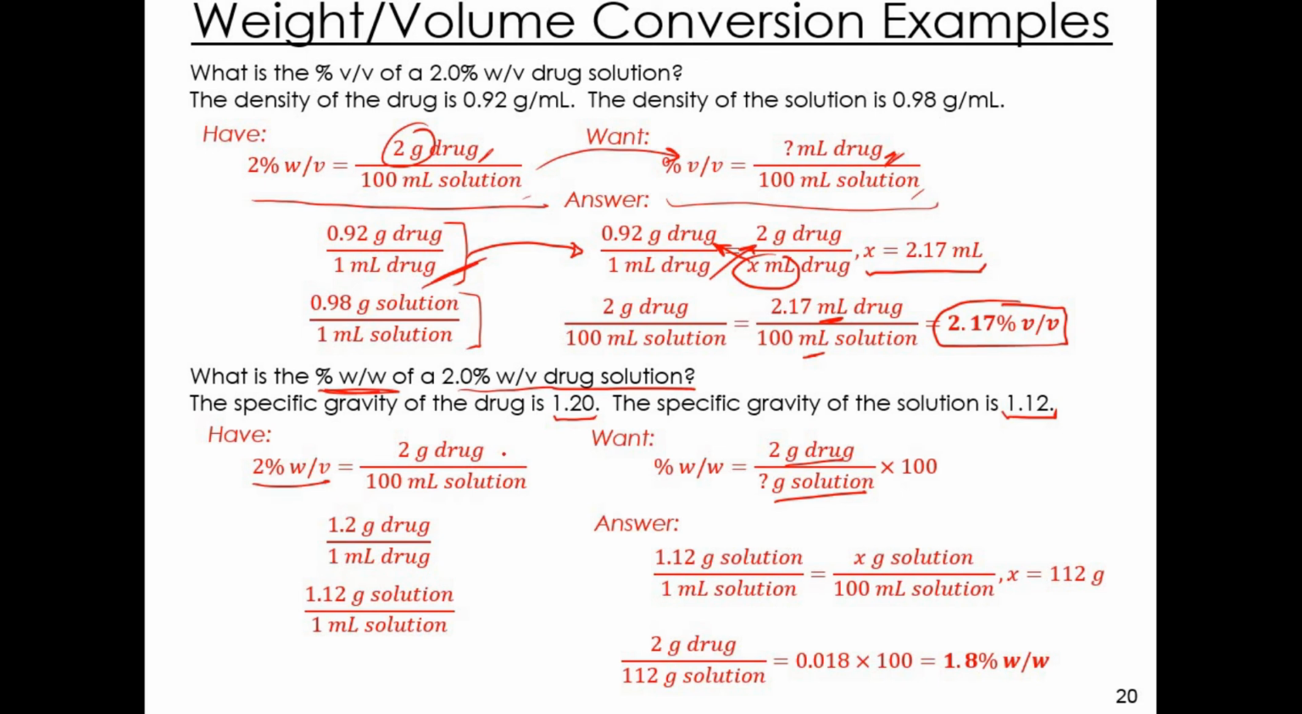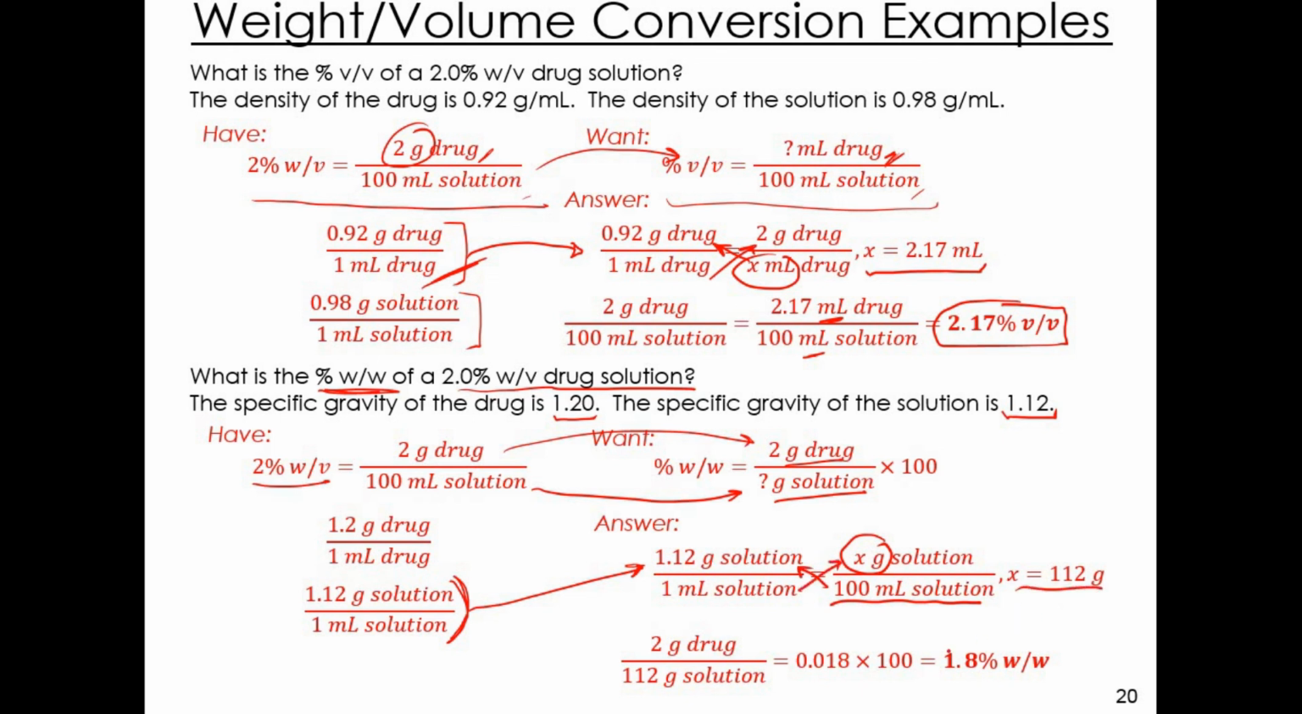So in this case, the grams of drug are fine. We need to convert the mils of solution to grams of solution. So it's really similar to the above, but this time, this is a case where we would use the density or specific gravity of the solution. So 1.12 grams of solution per mil of solution. How many grams of solution are represented by 100 mils?